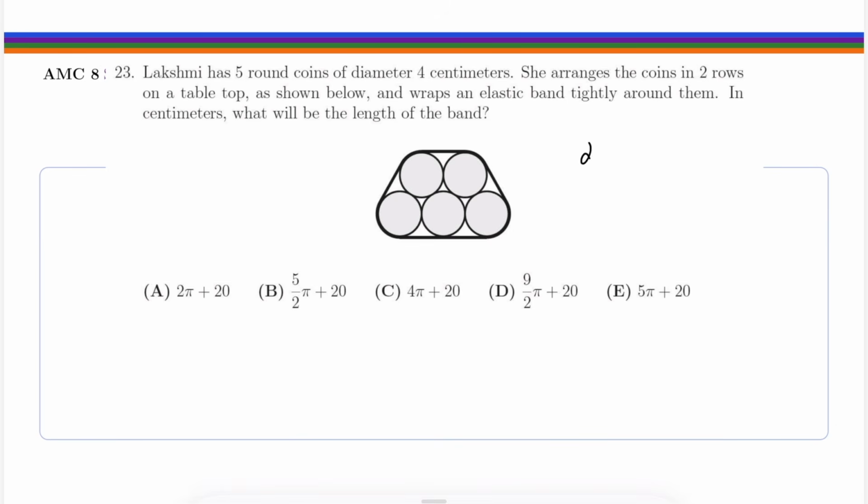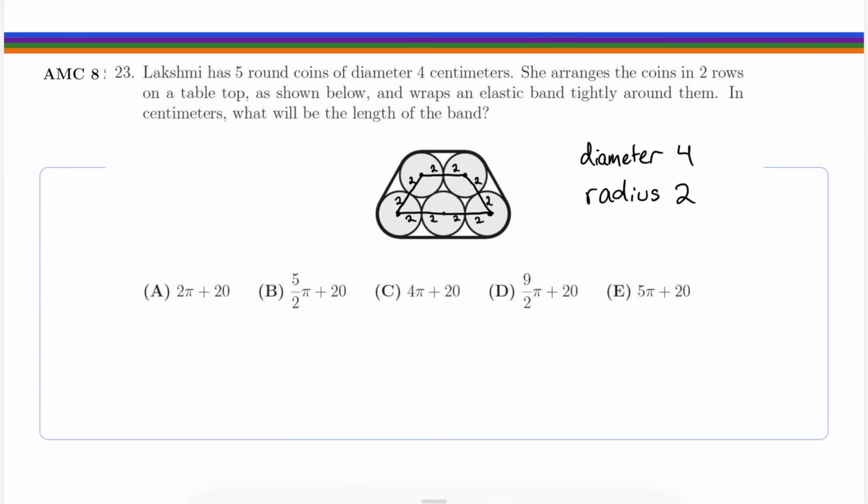Okay, so we know that the diameter of these coins is 4, so the radius is 2. I'm going to draw in the center of all of these circles and connect their radii. Right here, here, here, and here. This will be 2 plus 2 or 4 centimeters, 2 plus 2 is 4 centimeters, 2 plus 2 is 4 centimeters, and 2 plus 2 plus 2 plus 2 or 8 centimeters.